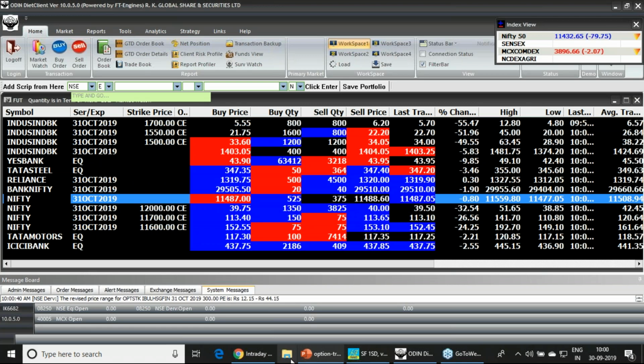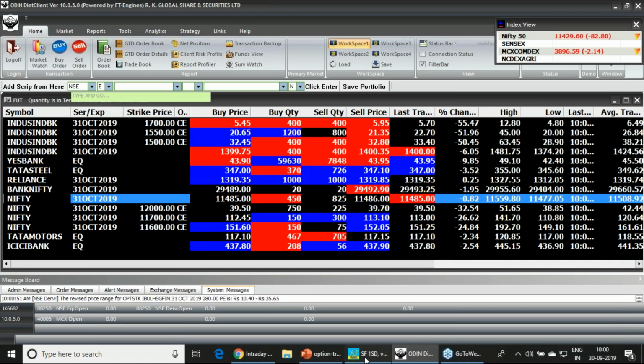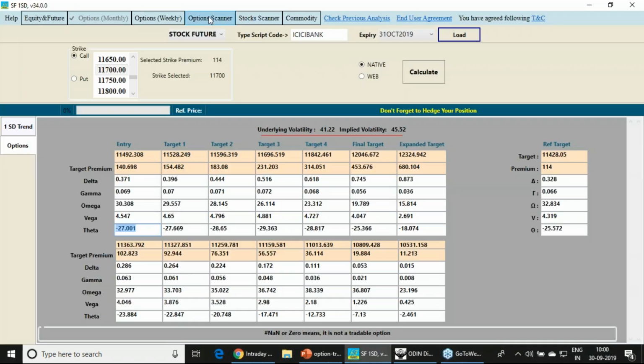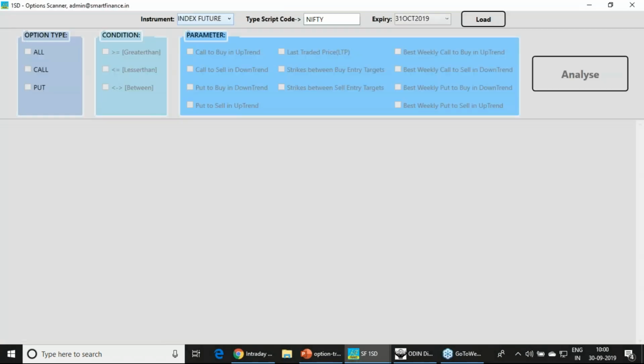Now, three things you have seen here. One is the weekly options, monthly options, and third part is your option scanner. And those who have the software, you can rely more on the option scanner. So I'm just going for some stock option scanner. I have just discussed how to work on that. So I'm going for IndusInd Bank.